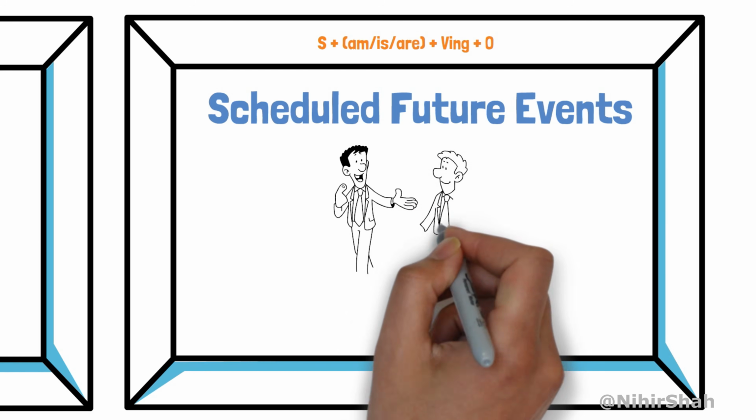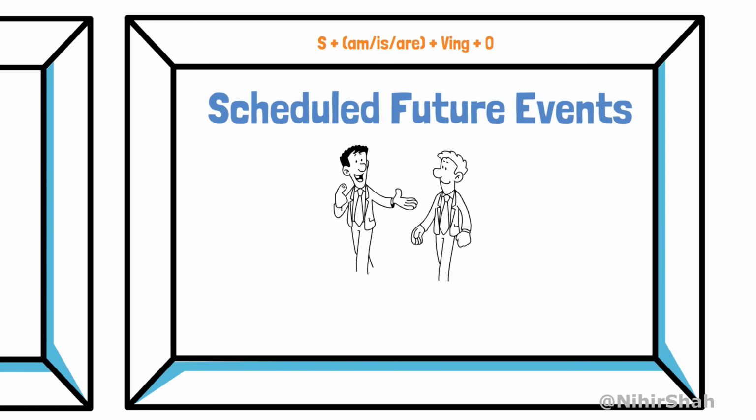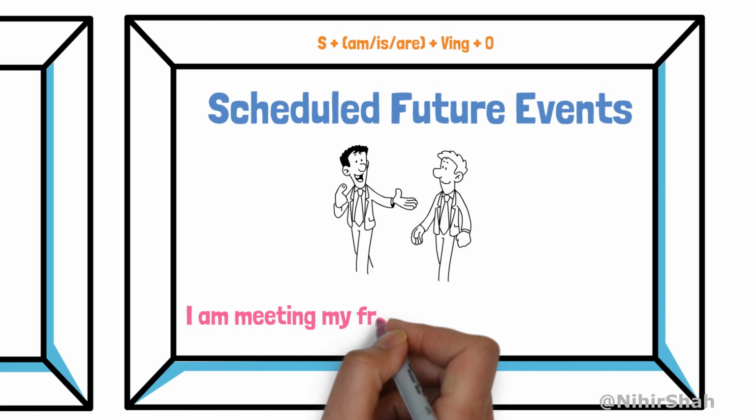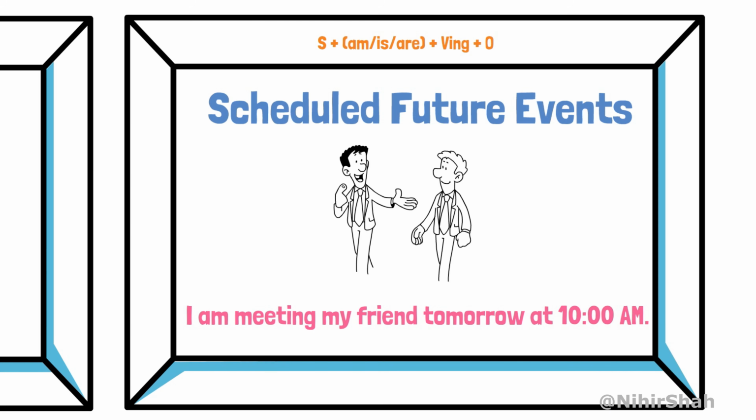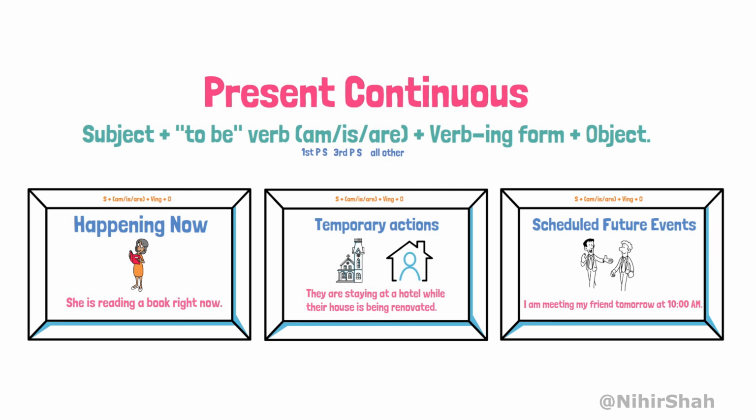While this might seem like a contradiction, it's common in English to use this tense for future events that have been firmly scheduled or arranged. For example, I am meeting my friend tomorrow at 10 a.m. So, the present continuous tense describes ongoing actions happening now, temporary actions, and scheduled future events.